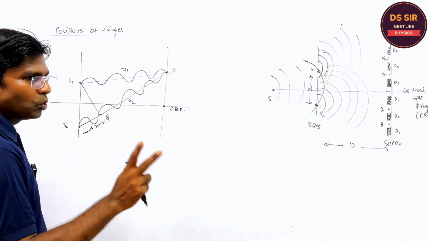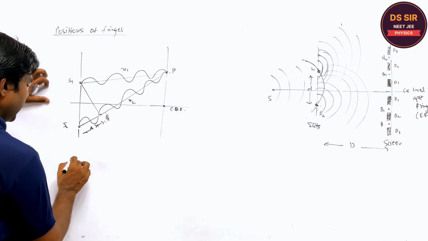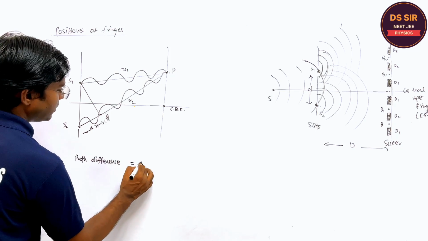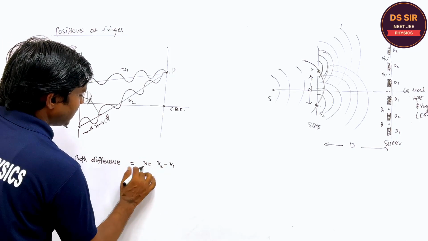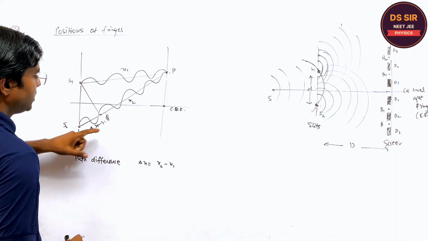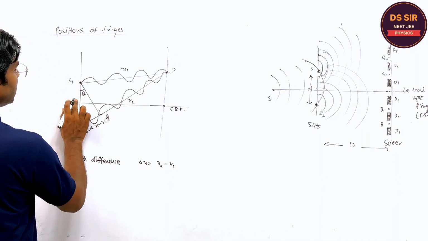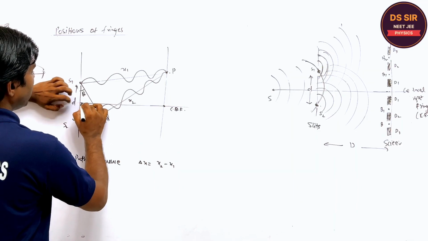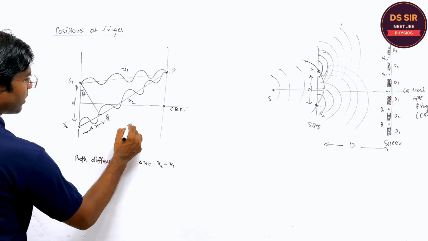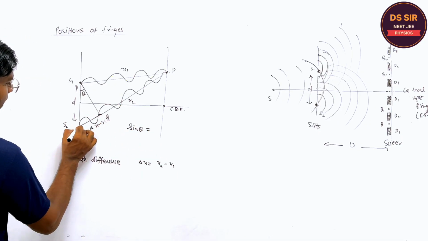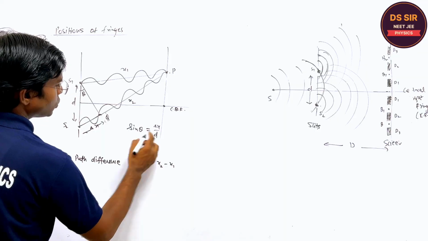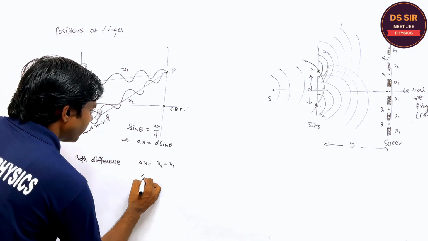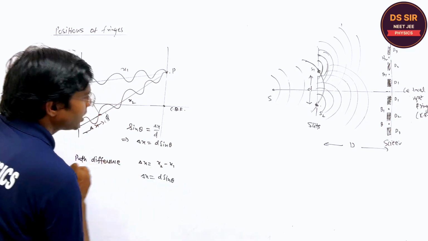So at P, two waves are reaching from the two coherent sources. What is the path difference between the two waves? The delta x is x2 minus x1. This is the path difference. If I assume this is theta, and small d is over there, then sine theta is equal to perpendicular upon d. So delta x is equal to d sine theta. Here the path difference is nothing but d sine theta.